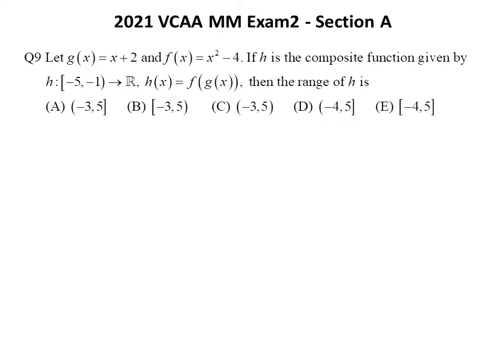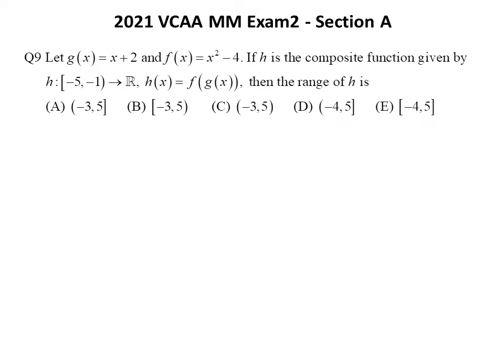Welcome to this VCAA exam paper series. This is section A of 2021 exam 2 paper. There are a total of 20 multiple choice questions in section A and 5 extended response questions in section B. In this video, we will present question 9 to question 14 in section A.